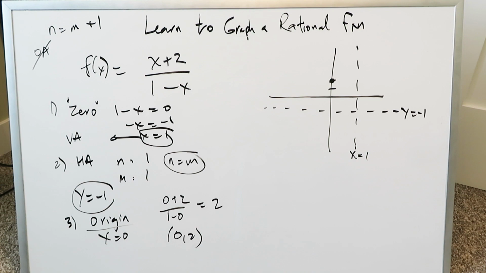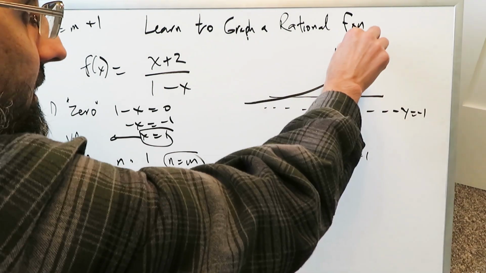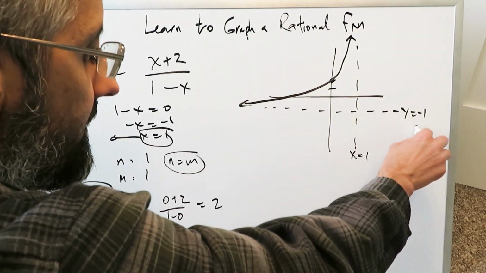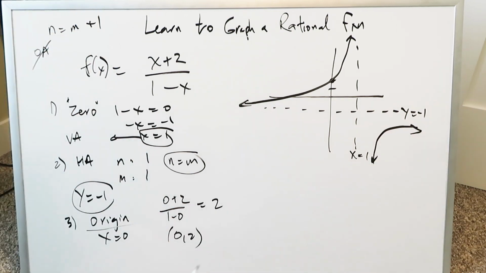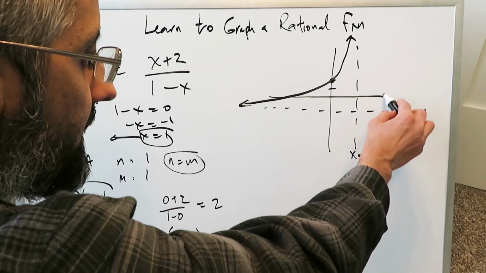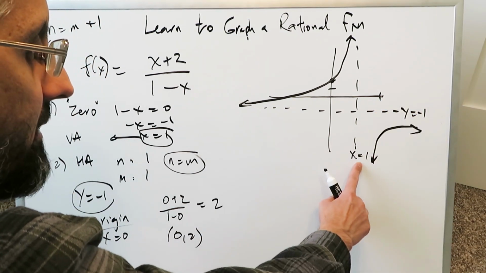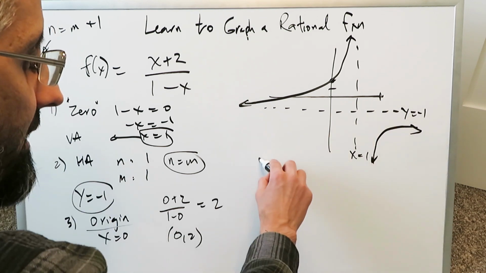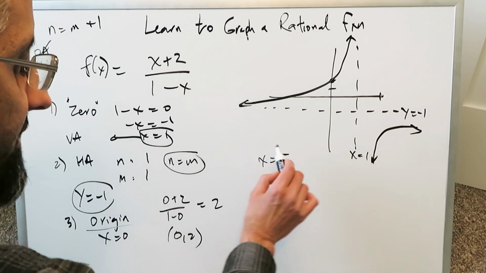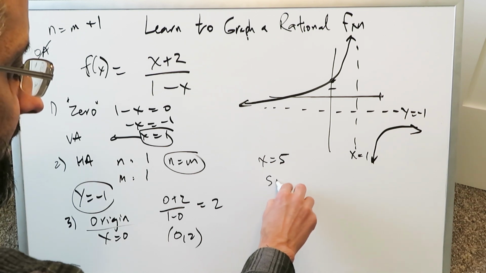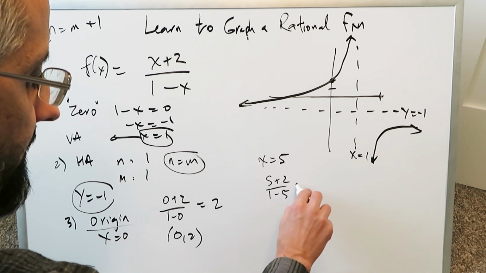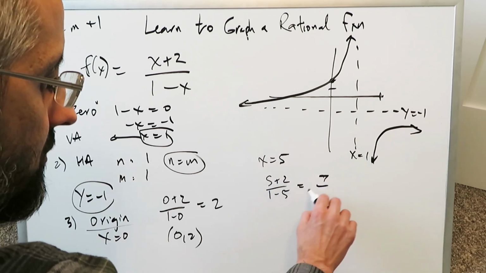Now I have to determine the curve. You know the curve is very much going to be something like this. You're seeing it develop, and then the curve like this. But you have to test it out. Let's pick a value over here. You know you have a value here, x equals 1, so let's pick a value at x equals 5. What would happen if x were equal to 5? We put it in here, 5 plus 2 over 1 minus 5. That gives me a 7 over a minus 4.